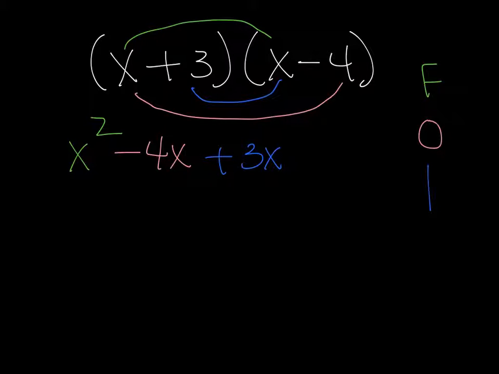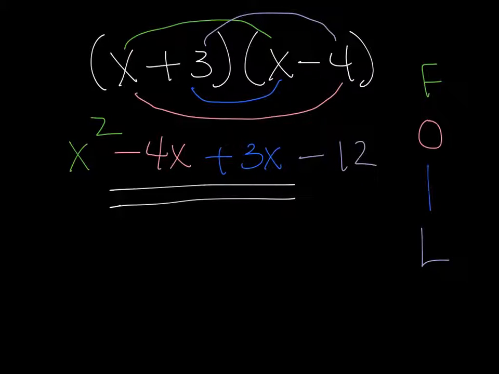And then the last term that we're going to do is L for last. So that's the last term in each binomial. That's a positive 3 times a negative 4. That's negative 12. So notice how we did the first, outer, inner, last. And again, if you follow FOIL correctly, the middle two terms will always be alike and you can combine them. So my final answer is x squared. Negative 4x plus 3x is negative 1x, or just negative x, and then minus 12.